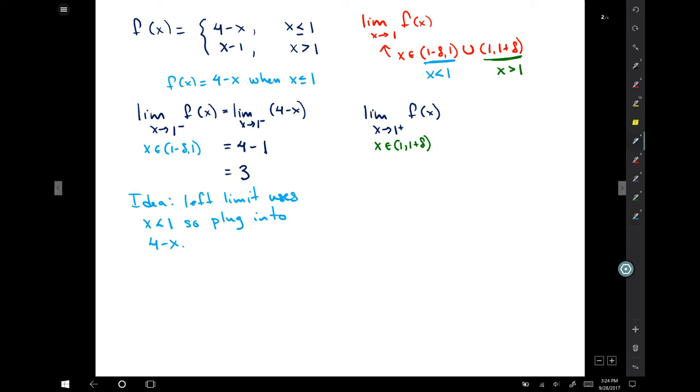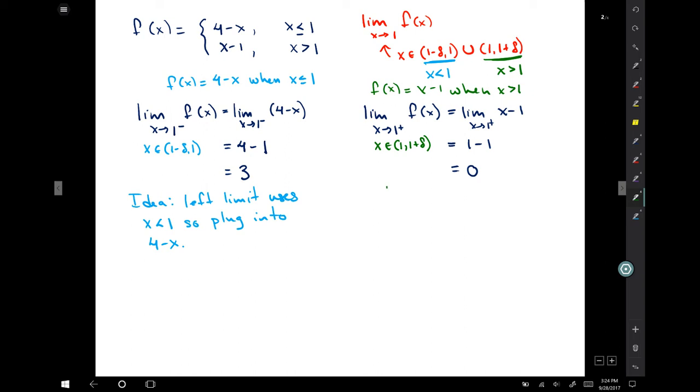Okay, for the right-hand limit, we know that f of x is equal to x minus 1 when x is greater than 1, and that's what we're talking about when we come from the right of 1. And so we are taking the limit as x goes to 1 from above of x minus 1. So any number that I plug in that's bigger than 1, I'm using this part of my function, and so I just plug that in, and I get 0.